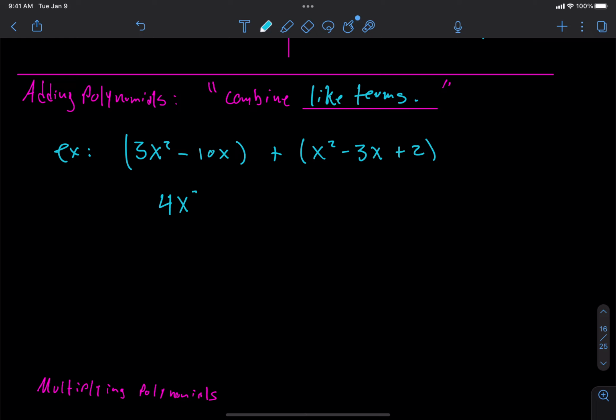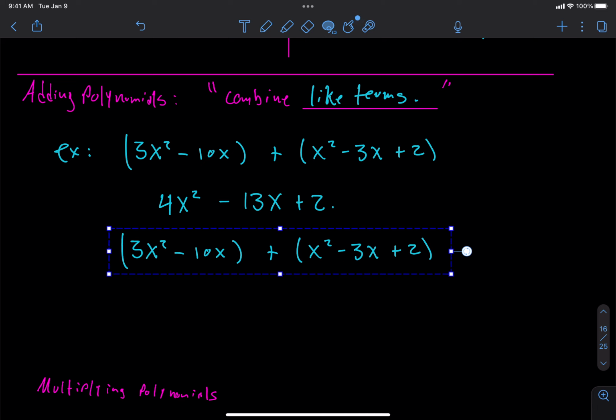4x squared. Okay, now comes a tricky one. I start with how many x? Negative 10. And then what am I doing? I'm adding negative 3x to it. So if I take negative 10x and I add negative 3x, what do I get? I get negative 13x. Very good. Okay, and then how about the last one? We've still got a plus 2 hanging out. And there we go.